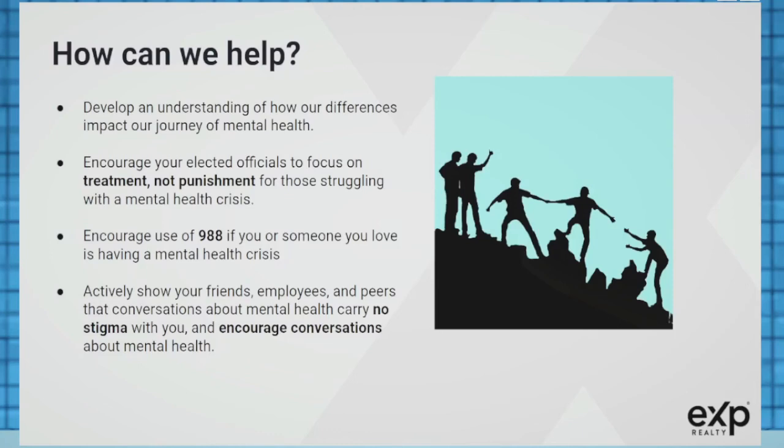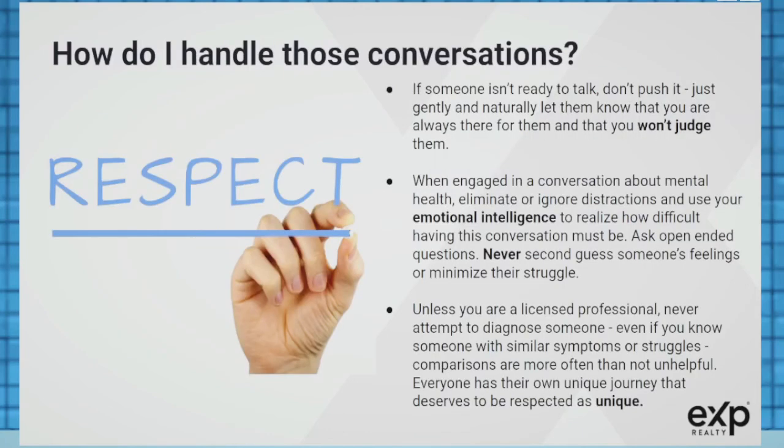Then if somebody comes to you with a conversation about mental health, what are some general tips? First off, if someone isn't ready to talk, don't push it. It's important to gently and naturally let them know that you're always there for them and that you won't judge them. And then stick to that. Don't judge them. When engaged in a conversation about mental health, eliminate or ignore distractions and use your emotional intelligence to realize how difficult having this conversation must be.